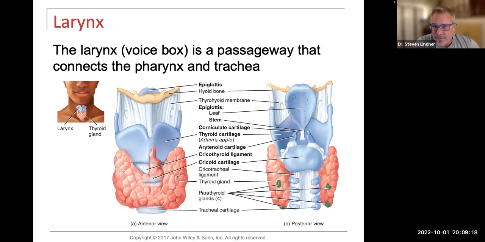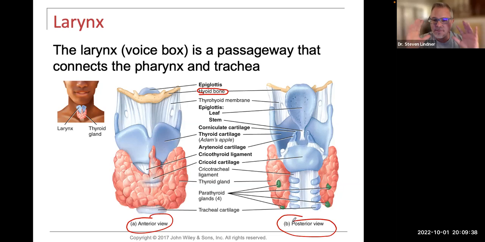Looking at the larynx, or the voice box, this is a passageway that connects the pharynx and the trachea. Some key landmarks here. Here's the hyoid bone, the only bone in the body that doesn't articulate with any other bone. On the left side, this is the anterior view, and on the right is our posterior view, just to kind of get your orientation. So here is the epiglottis. You could see that really from the posterior view, but from the anterior view, you could see just the tip of it right there. Here's the thyroid cartilage, which is the Adam's apple.